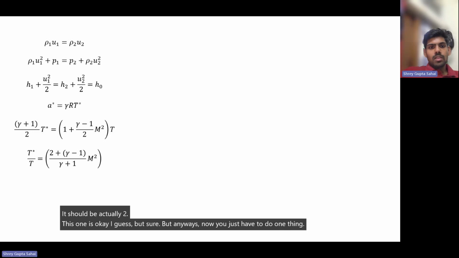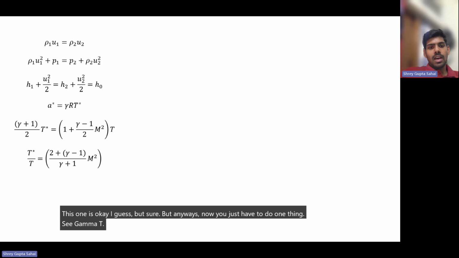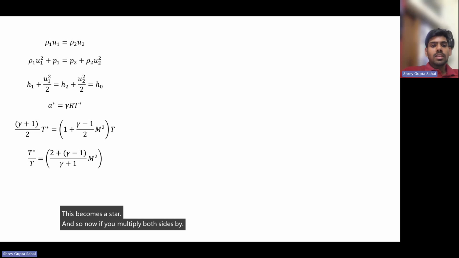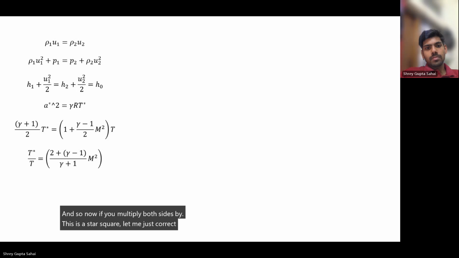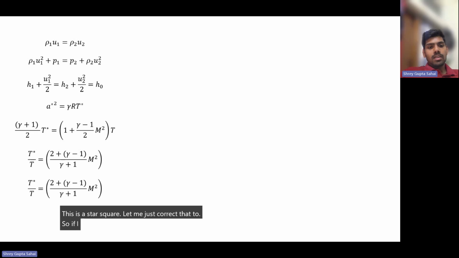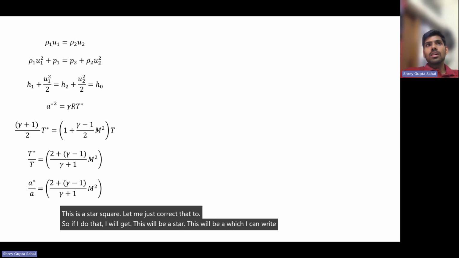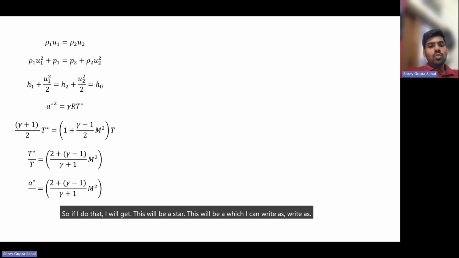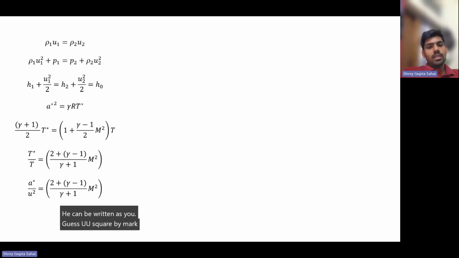See, gamma R T star becomes a star squared. So if you multiply both sides by this, this will be a star, and this will be a, which I can write as u over Mach, so a squared is u squared by Mach squared. So divide by Mach squared. Something is wrong. I made a mistake somewhere. Let me check.